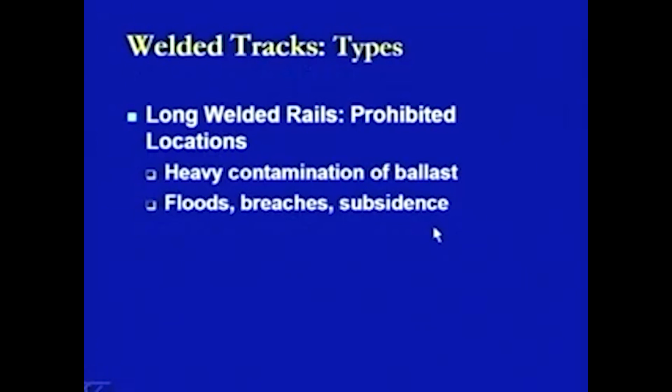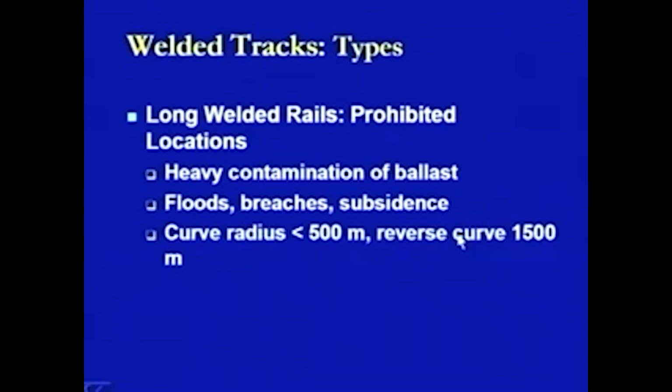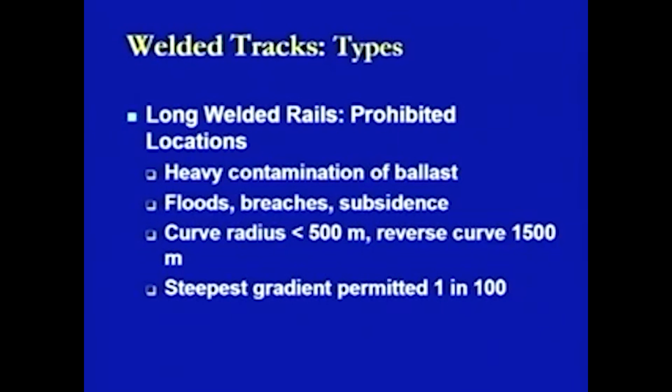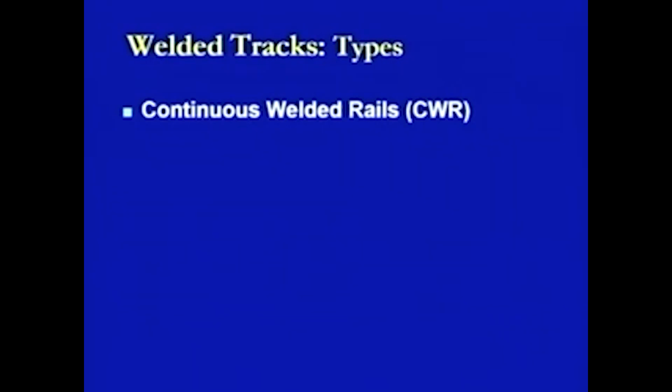Then another location is where there are chances of floods, breaches or subsidences. Then the locations where the curve radius is less than 500 meters, or where a reverse curve is provided with a radius of 1500 meters or more, in those cases also the long welded rails should not be provided. Then the long welded rail should also not be provided based on gradients, and the steepest gradient permitted is 1 in 100. So, these are some of the locations where LWRs cannot be provided.